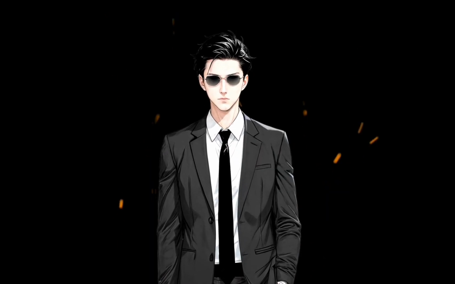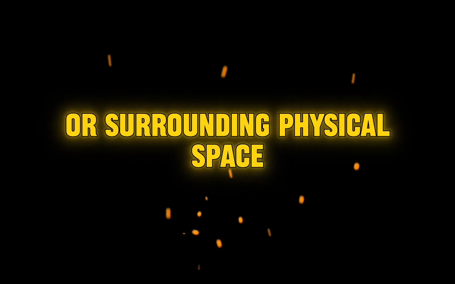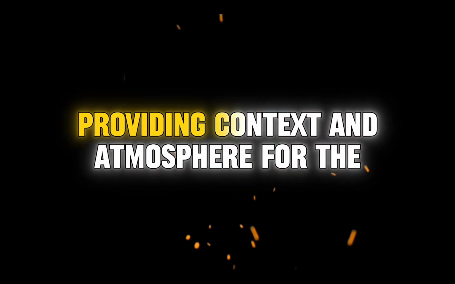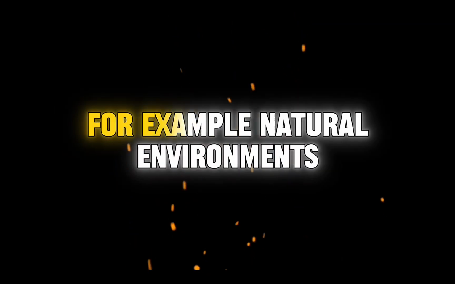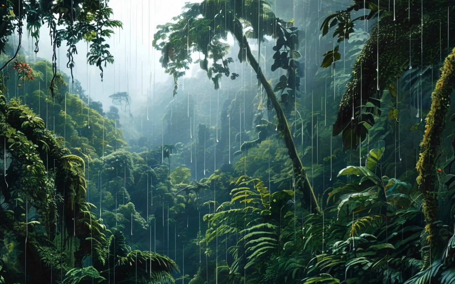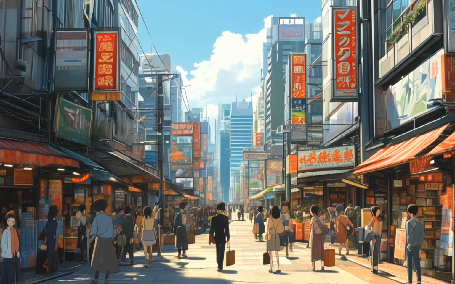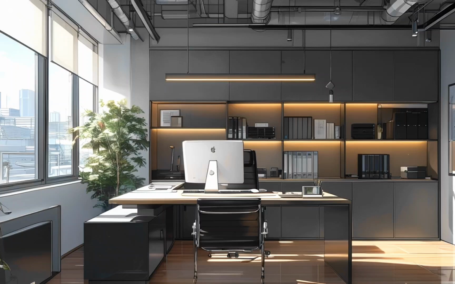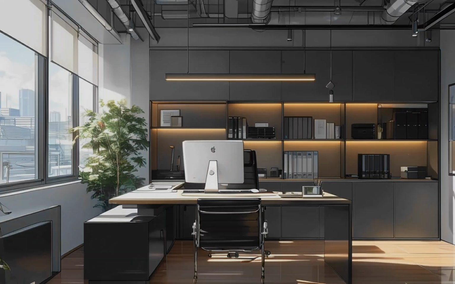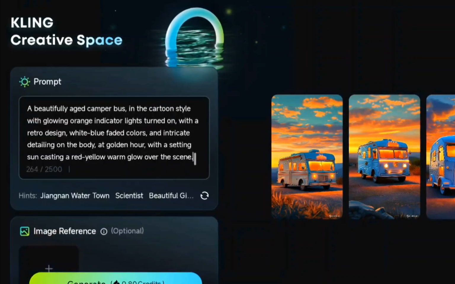So our fourth step is environment, which refers to the background or surrounding physical space where the main subject is located, providing context and atmosphere for the scene. For example, natural environments like a mountain stream or rainforest, city environments like an ancient neighborhood or a busy business district, indoor environments like a cozy living room or modern office space, special environments like an intense battlefield or western cowboy town. All right, so now we will add the environment to the prompt.